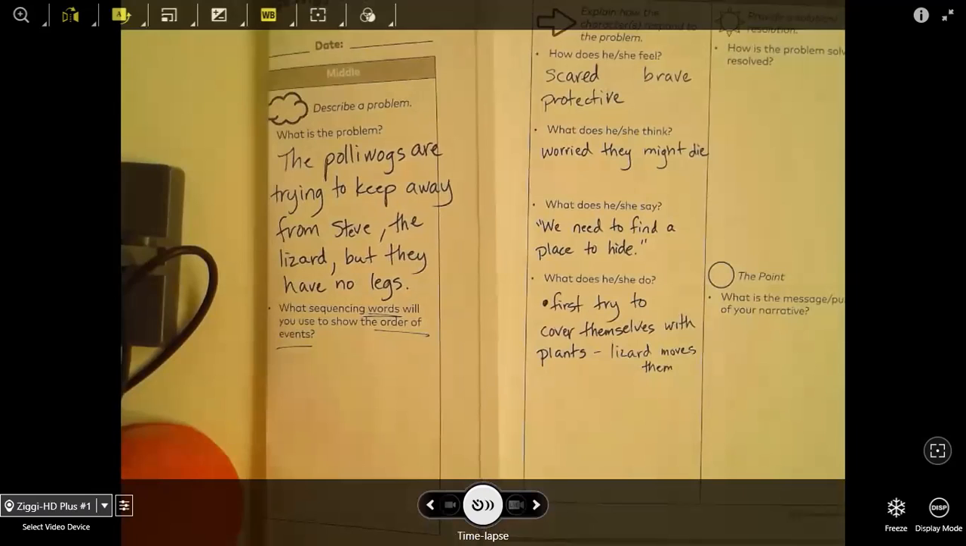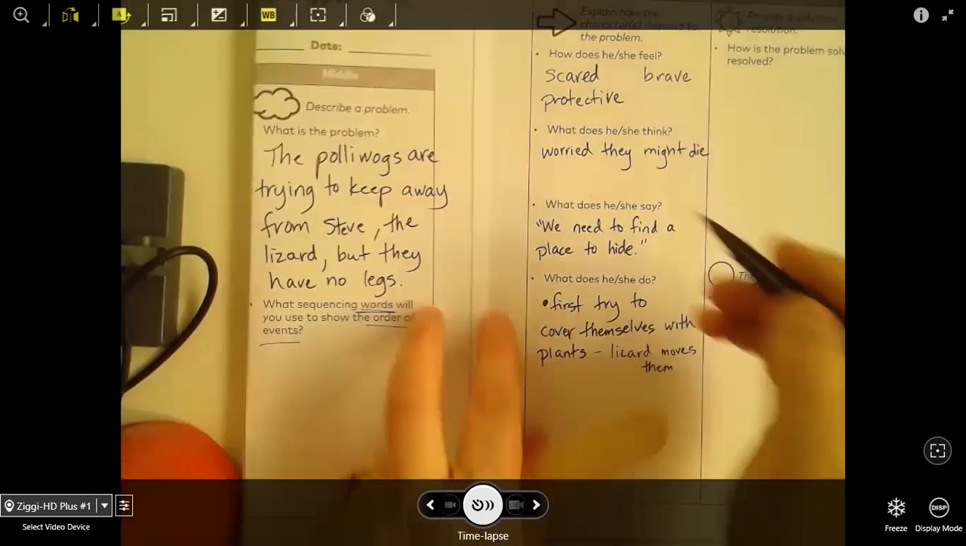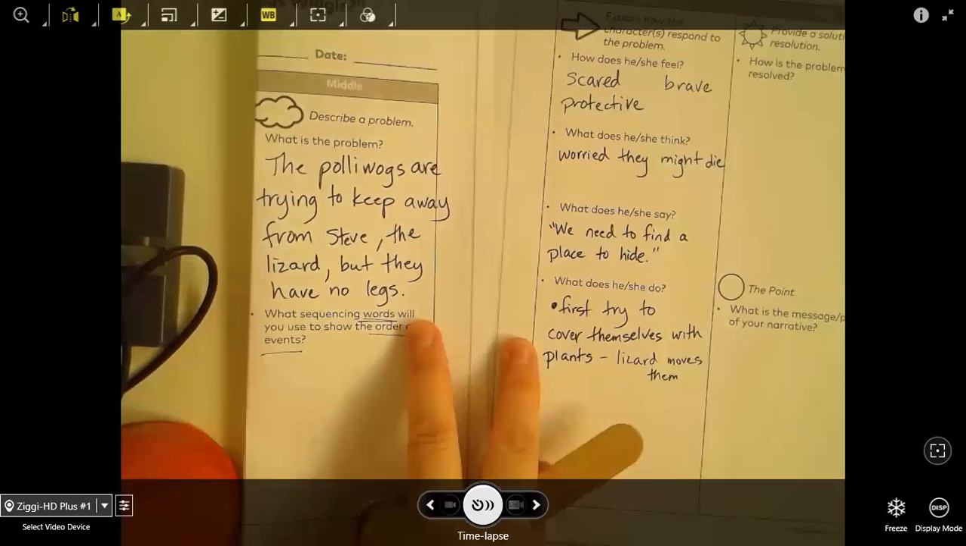Some of my friends already have some sharing already. Ben, what do you think? What else could they do to try to get away from the lizard or to not get eaten? Oh, they could, okay, but how are they going to get to the crack? Okay, so they decide, worried they might die. We need to find a hide, so they need to get to someplace to hide, right? So what do they think?